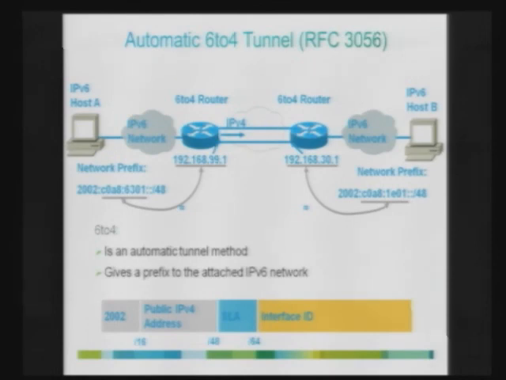Any questions? It's pretty straightforward because instead of manually configuring the tunneling, the IP address for the destination termination point of the tunnel is embedded in the V6 address. I mean the IPv4 address is embedded in the prefix portion of the V6 address, which makes it automatic for the router to do the tunneling.